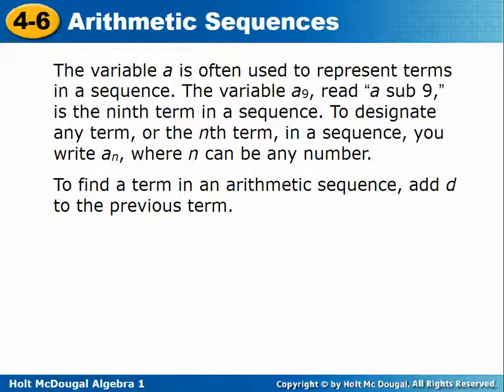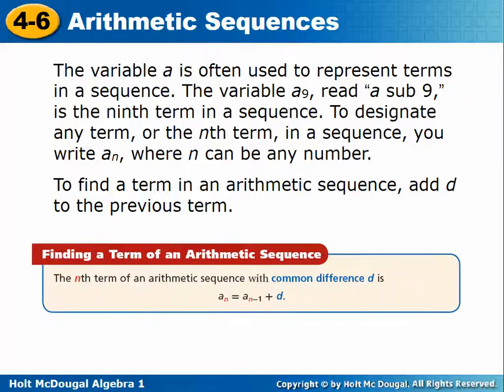A lot of times we'll use the variable a to represent terms in a sequence, like a sub 9 means the 9th term in a sequence. A sub 1 would mean the first term in a sequence. If you're just talking about any term, then you'd use a sub n, where n could be any number. And d, again, is going to be the common difference. So we have a lot of vocabulary, a lot of terms and variables that you need to know what they stand for. Remember that a is a term, and d is the common difference.